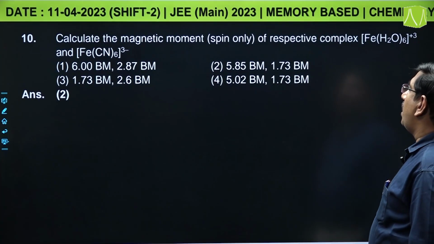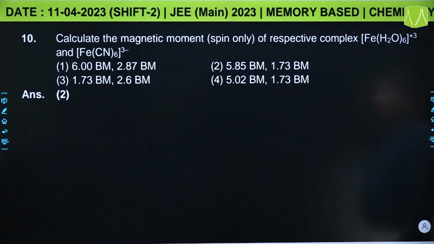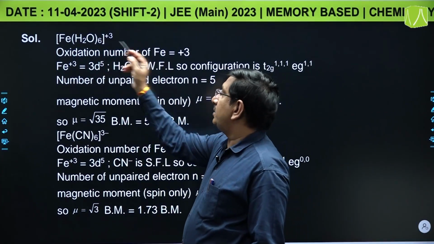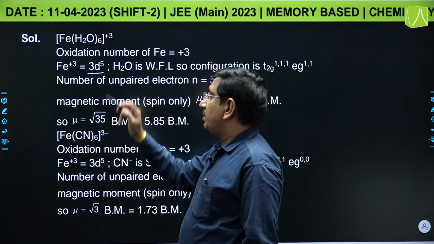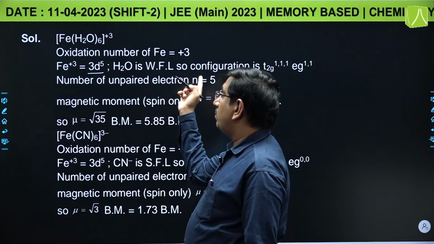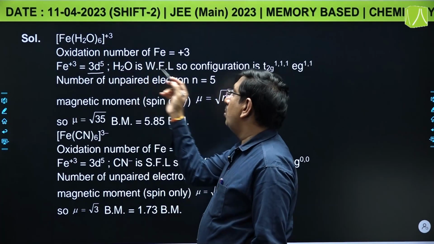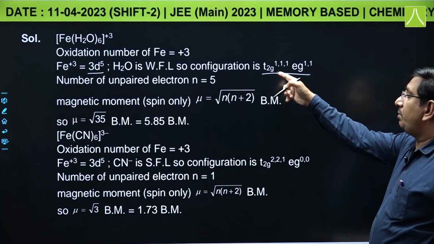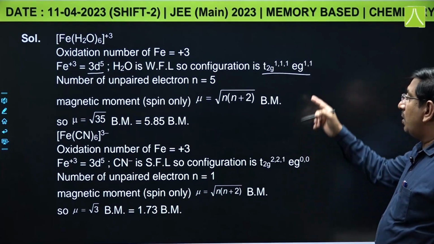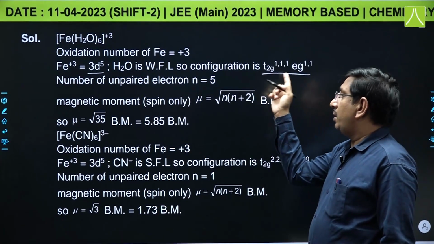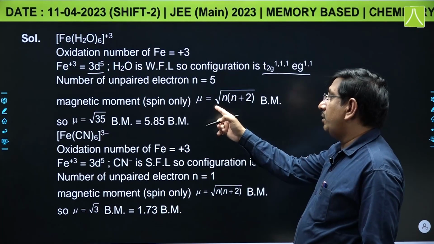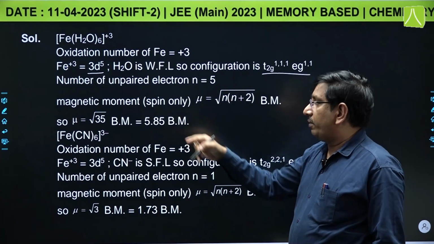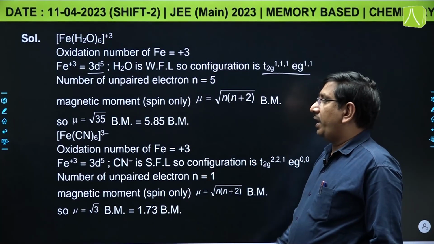Calculate the spin-only magnetic moment of the respective complexes [Fe(H2O)6]3+ and [Fe(CN)6]3-. In [Fe(H2O)6]3+, iron is in the +3 state, which has a 3d5 configuration, and according to CFT, water is a weak field ligand. So its configuration is t2g1,1,1 eg1,1. That means one electron in each of the t2g orbitals and one in each of the eg orbitals, so 5 unpaired electrons in total. Magnetic moment equals root over n(n+2), where n is 5. Putting in the value, we get root over 35 BM, which is 5.85 BM.